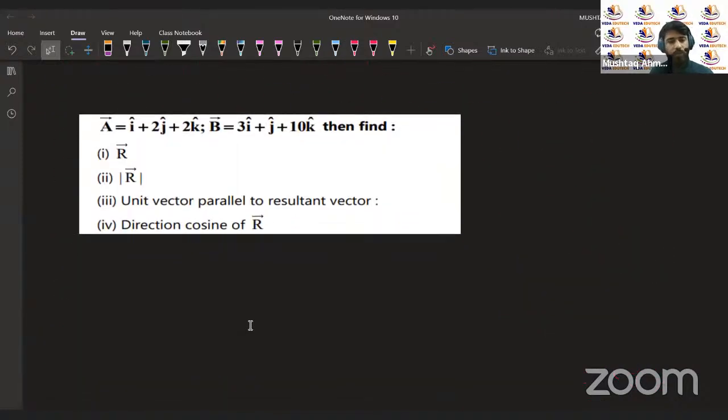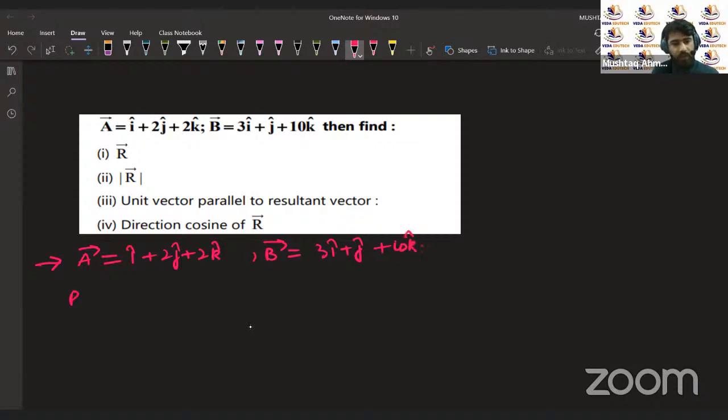So let's try to solve this question. The question is that we have vector A and vector B given. The vector A is given as i cap plus 2j cap plus 2k cap, and the vector B is 3i cap plus j cap plus 10k cap. We have to find the resultant. So resultant will be A plus B. So it will be i cap plus 2j cap plus 2k cap plus 3i cap plus j cap plus 10k cap.